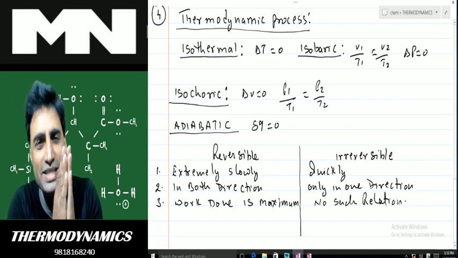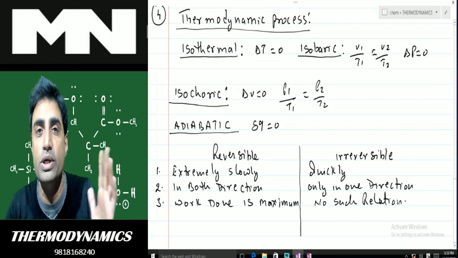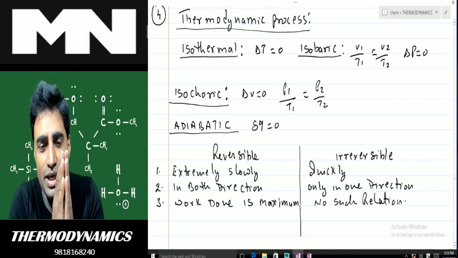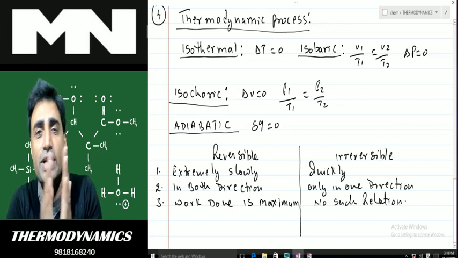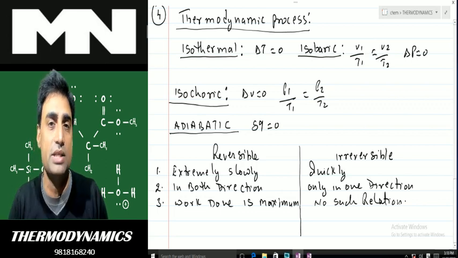That process will occur extremely slowly because the opponents are equally strong. So that will occur extremely slowly. It will occur in both directions. And in that case, we have to do our maximum work.